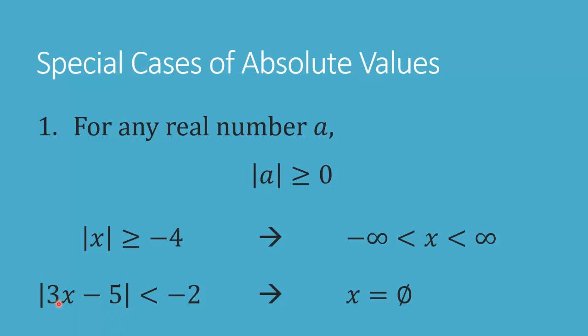Also, if say you took the case of absolute value of 3x plus 5 less than negative 2, well, that is just impossible, because we already know absolute value of any number is always positive or 0. So it can't be negative, and it can't be less than a negative. So the only recourse is there is no solution. X is, as I showed before, the empty set. This isn't 0. This is the empty set.